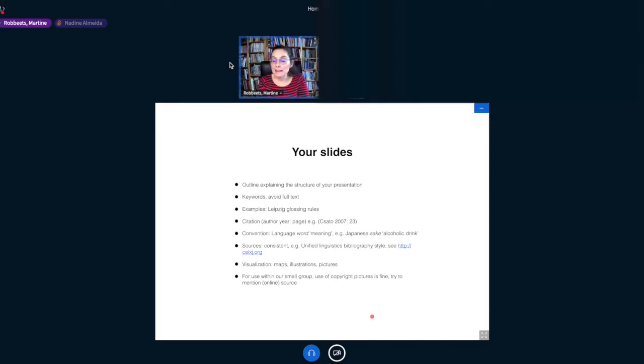If you make your slides, try to avoid full text. Don't put sentences from the top to the bottom that you then read aloud, but just give some keywords so that your audience can easily overlook a few keywords on the slides. So not too much text, not too many words. For the examples, the best way is to use the Leipzig glossing rules. I will explain what Leipzig glossing rules are hereafter.